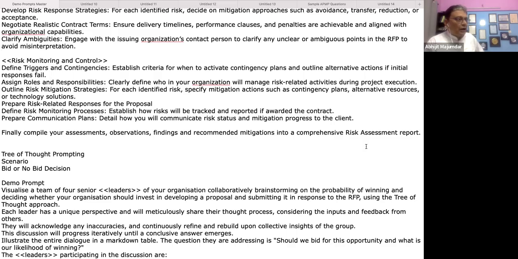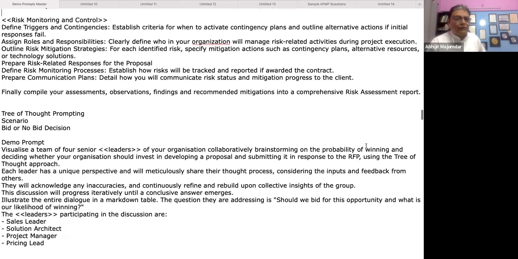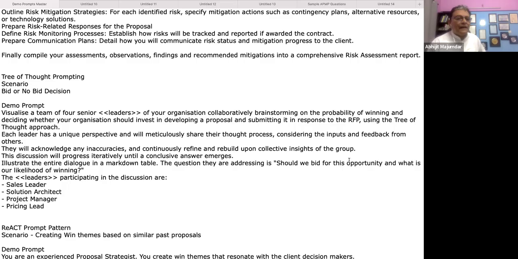Then we take each of them, and based on the combined assessment or the ratings, the scoring or weightage given by each of them, we take a collective decision of whether we should bid or no bid. It is not a single line of thinking, it is multiple lines of thinking involved. So I am going to use tree of thought prompting for taking a bid no bid decision.